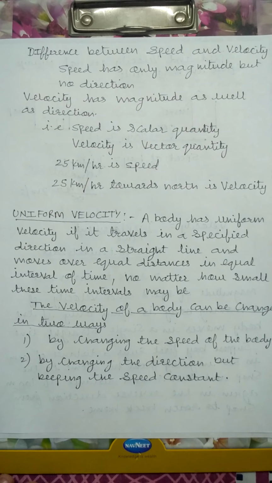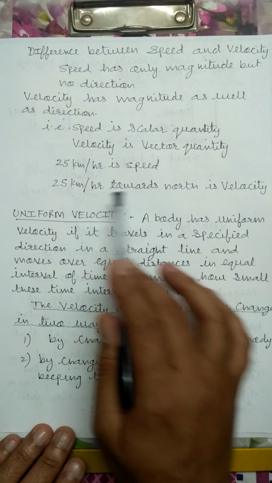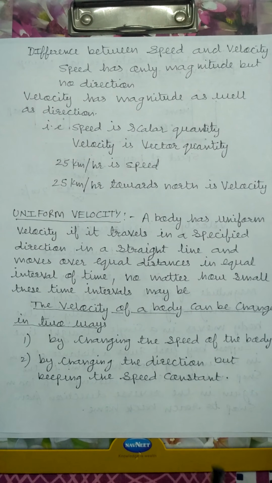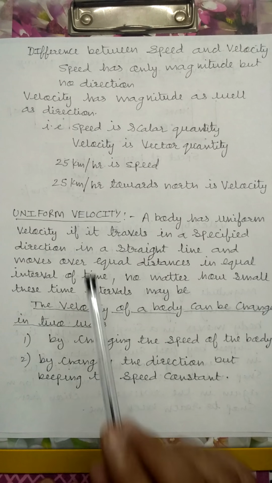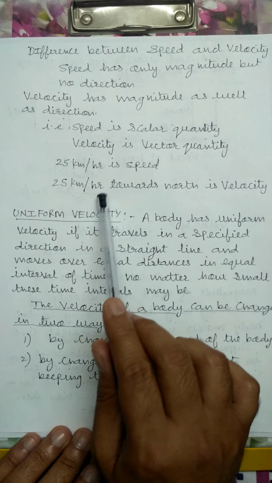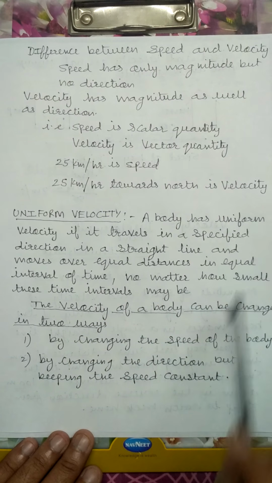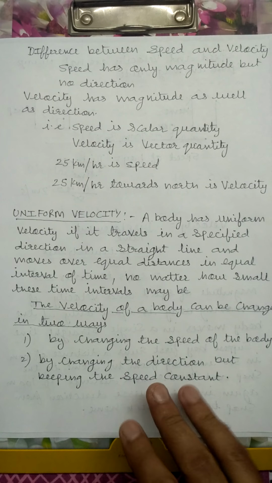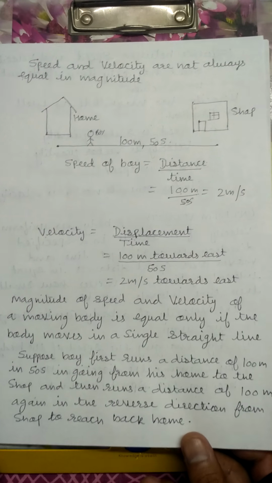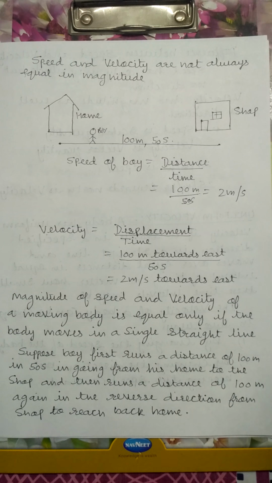So there are two ways to change velocity, either by changing the magnitude or by changing the direction. When you change the direction, velocity is changed irrespective of the fact that its speed, its magnitude, is still constant. Now speed and velocity are not always equal in magnitude. Most of the time speed and velocity are the same, but this statement is not always true.